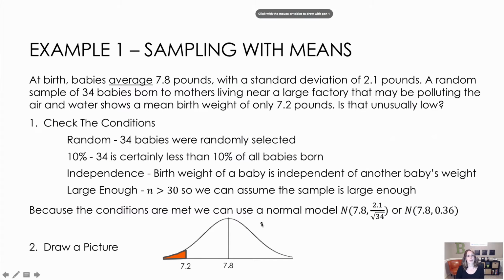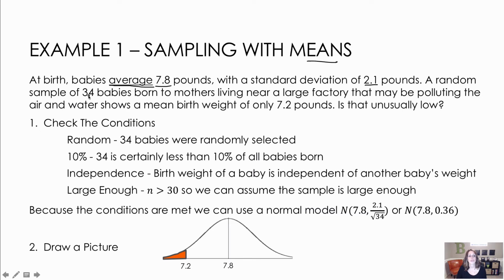So at birth, babies average 7.8 pounds. The first thing you look at is the fact that it says average, and we know that average means a mean. So that's how I know that I'm going to be doing this process instead of the one with proportions. The standard deviation is 2.1 pounds. So I've got 7.8 pounds for the mean and 2.1 for the standard deviation.